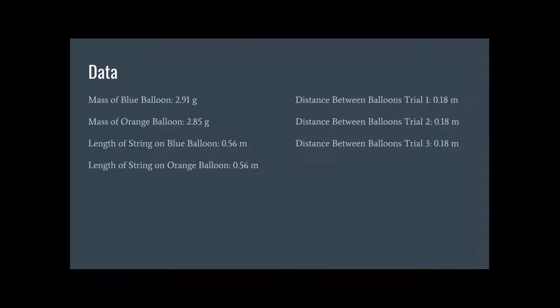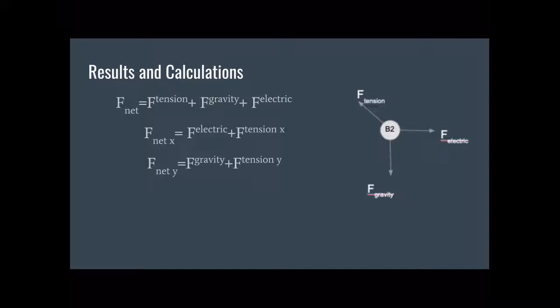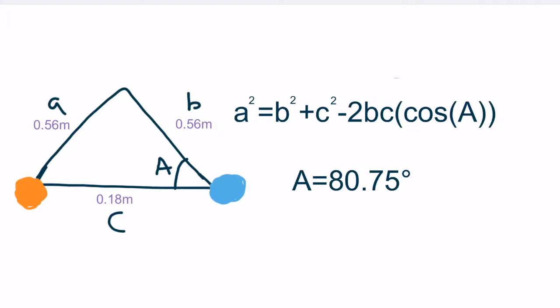The data we decided to collect for this experiment was the mass of the balloons, the length of the string used to hang each balloon, and the distance the balloons repelled from each other during each trial. To determine the charge of the balloons, we had to use the concept of force in free body diagrams. The net force of the blue balloon is seen here and can be broken up into an x and y component. Since the balloon is not moving, the net force is 0, and the x and y force vectors should cancel out in their respective planes.